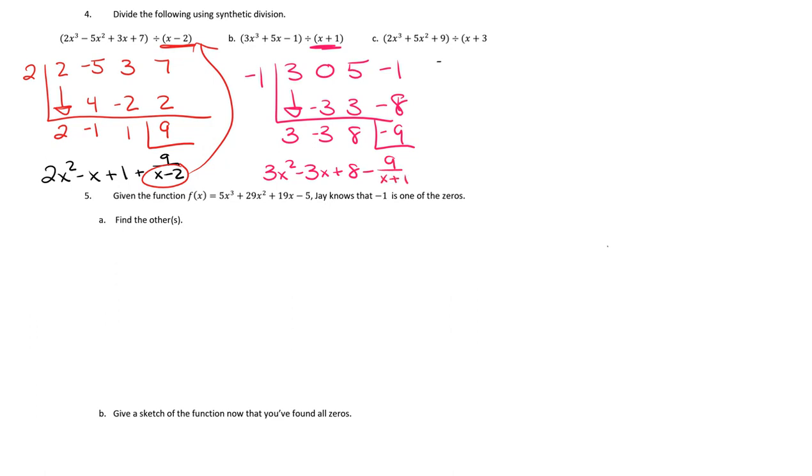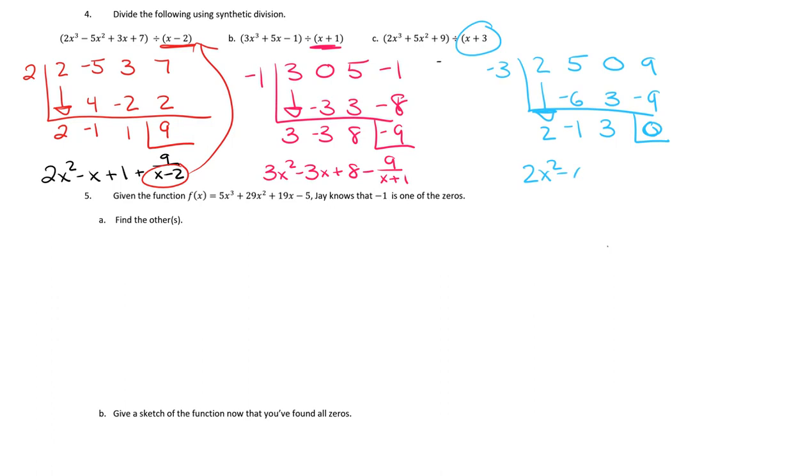And last one, solve for x. Negative 3, write the coefficients. 2, 5, oh, there's no x term. That's 0, 9. Drop it like it's hot. Multiply for negative 6. Add for negative 1. Multiply for 3. Add for positive 3. Multiply for negative 9. Boom, no remainder. So 2x squared minus x plus 3. So this is the only one that is a factor.